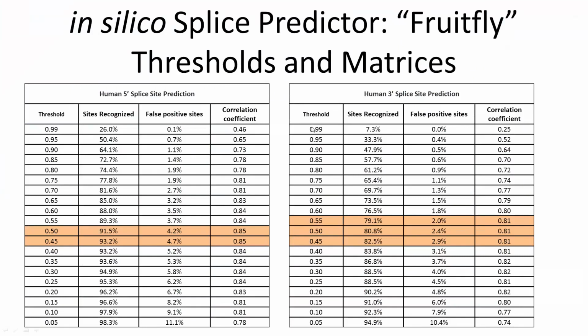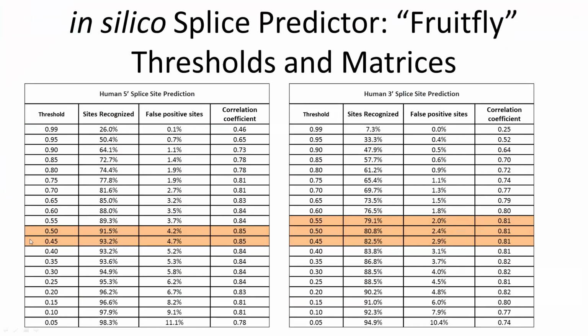So these are scored from 0 to 1. 1 is the best splice site that could be predicted. 0 is not there. And so when they did that for the 5' splice site, it identified 26 of the known splice sites, but the false positive rate was really low. So this is really bad, and this is really good. And so then they did a calculation for the correlation coefficient. And as they drop that threshold, they're capturing more and more of the known splice sites, but their false positive rate is getting higher.